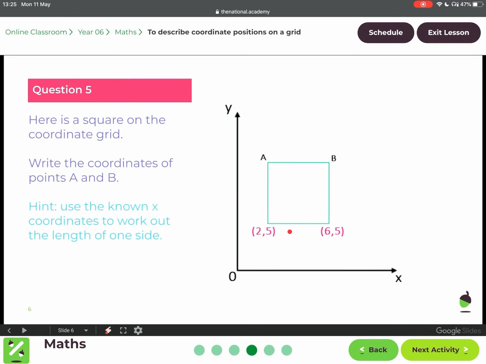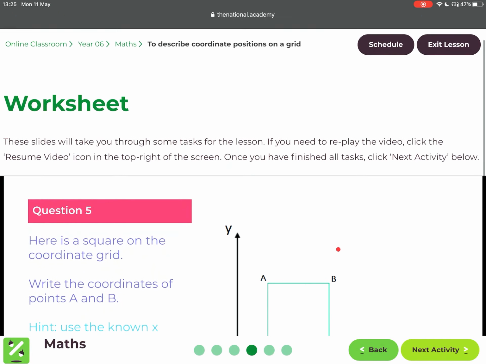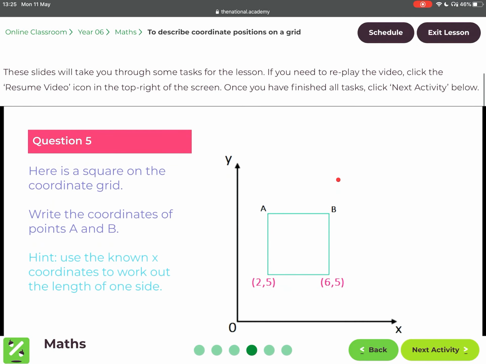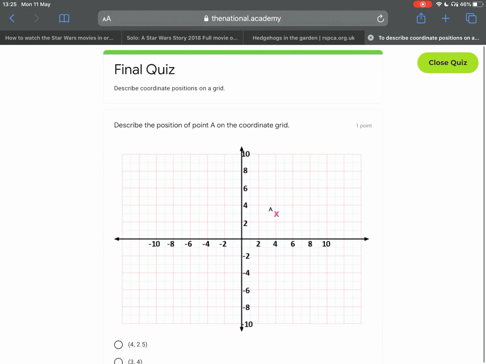Question 5. Here is a square on the coordinate grid. Write the coordinates of points A and B. So here's the answer here. The answer for A would be 2, 9, and the answer for B would be 6, 9. So after that, you would go and mark your answers, and after you would have marked them, you have your exit quiz here.